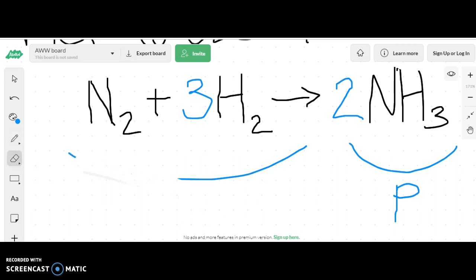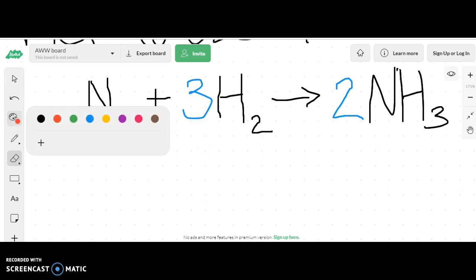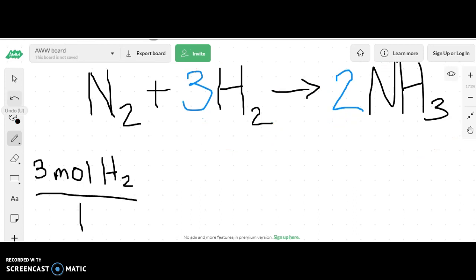Now we're going to take this balanced equation and do some stoichiometry. What we're going to try to do is get from this hydrogen and go to the ammonia, or the products. So we're going to go from moles of hydrogen and try to get to atoms of ammonia, to practice our mole skills and our mole ratios. Okay, so what I've written out here is 3 moles of hydrogen over 1. This is our starting point.